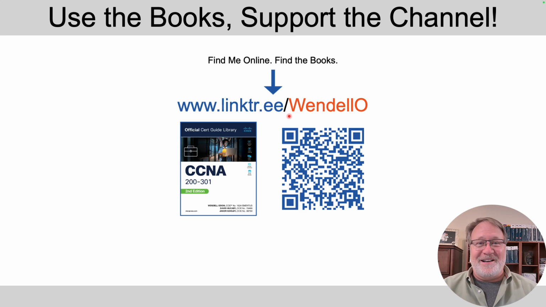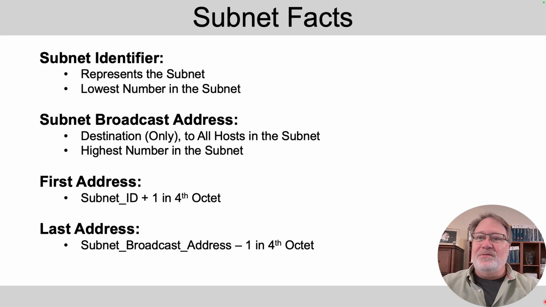All right, let's get back to the content. So let's review. What are the facts that we're looking for? Well, first there's the subnet ID, which is the lowest number in the subnet. It represents the subnet. It cannot be used as an address by any host in the subnet. Then similarly, the subnet broadcast address cannot be used as an address either. It's the other reserved number.